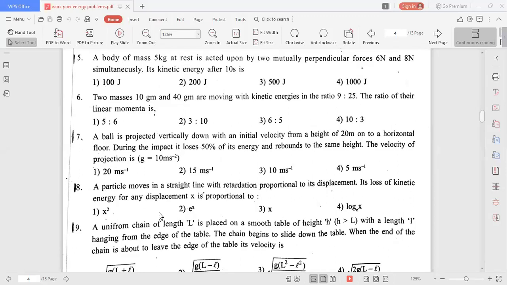Next, you see, the seventh problem we'll do. The sixth problem you do. The seventh problem I will do here.